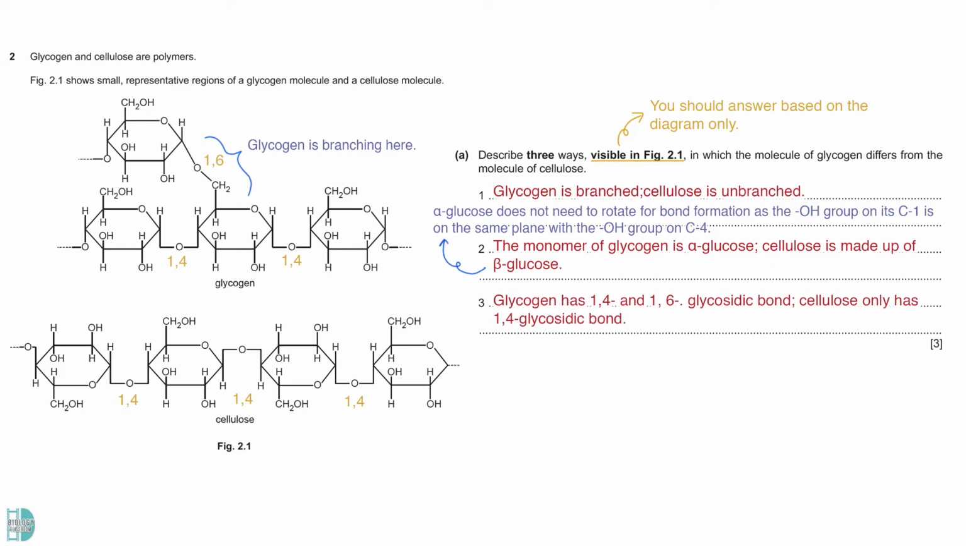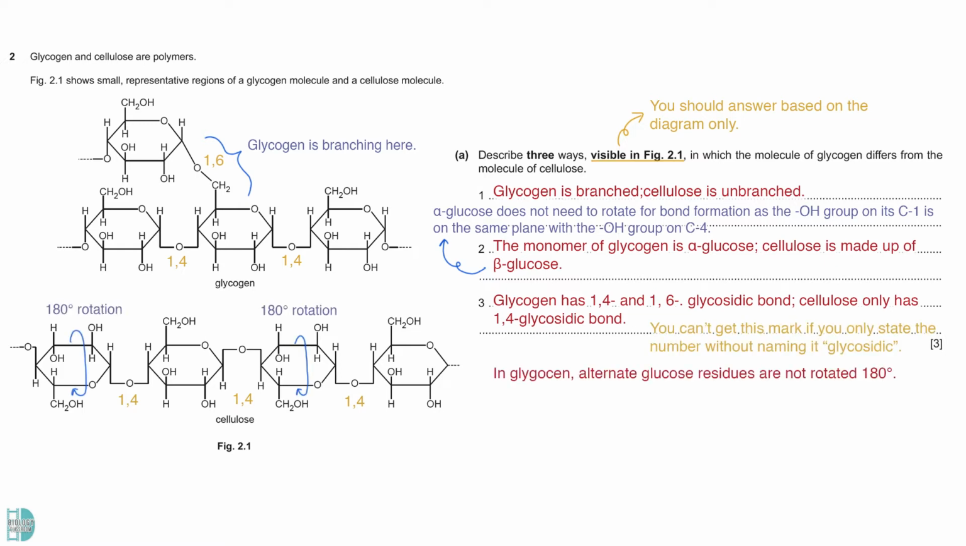Glycogen has both 1,4 and 1,6 glycosidic bonds. 1,6 linkage is found where it branches. Cellulose only has 1,4 glycosidic bonds as it is unbranched. You must state that the bonds are glycosidic bonds. Numbering alone will not be credited. In cellulose, every alternate glucose residue rotated 180 degrees. This cannot be seen in glycogen.